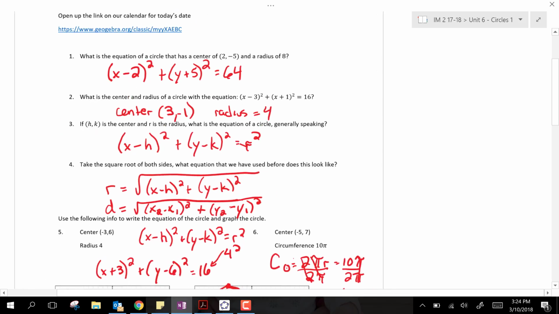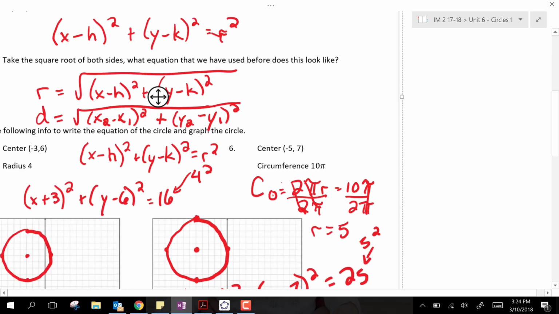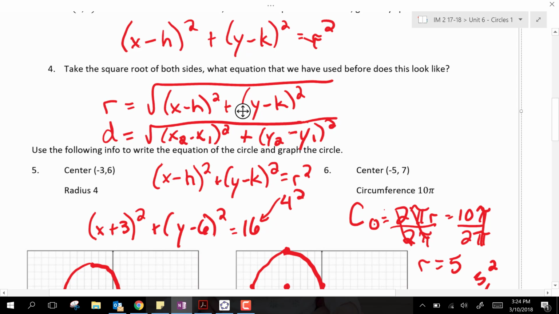So let's get a little bit more into this. Number 4 says take the square roots of both sides. In what equation have we used this before? So if we take the square root of r^2, we get r. If we take the square root of the whole other side, we get the square root of (x - h)^2 + (y - k)^2. This is supposed to look like the distance formula. We haven't used the distance formula a whole lot, but this is what it is. So our radius is the distance from the center, (h, k), to a point, (x, y). So we're going to be using that formula quite a bit. Or if you want the distance formula, but they're the same thing.